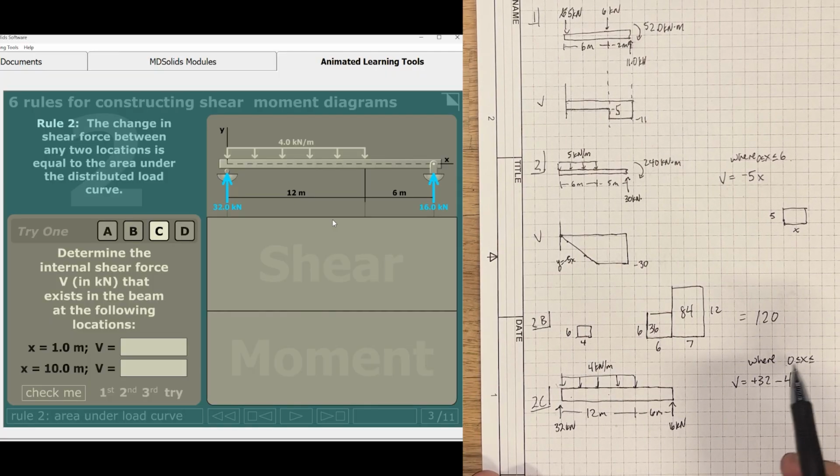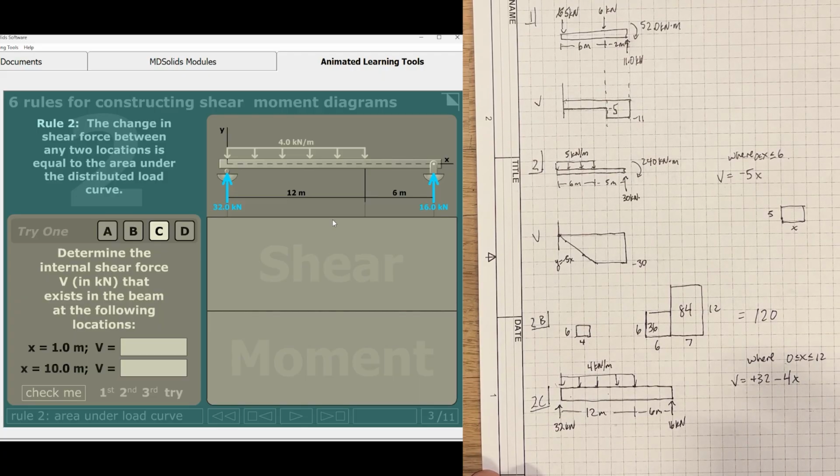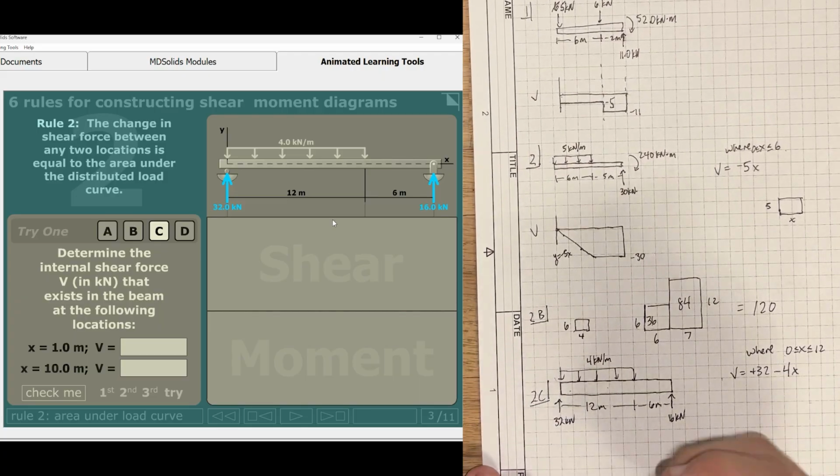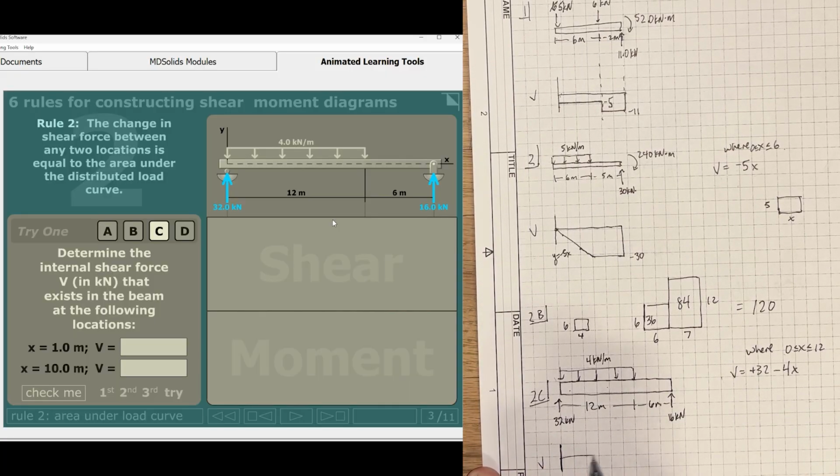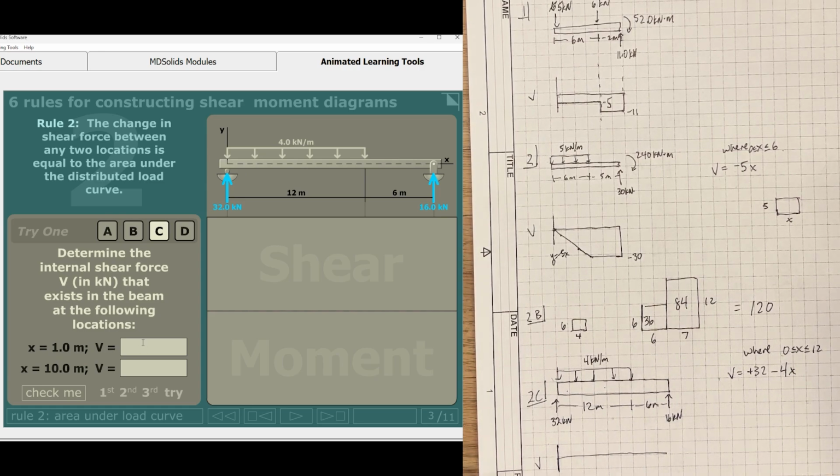X must be greater than or equal to 0, but then also less than or equal to 12 in this case. So now we can end up using this equation to model this out. And basically this is going to be the line for our shear diagram for that first part there. So we've got that, and so we can use this equation to determine this.